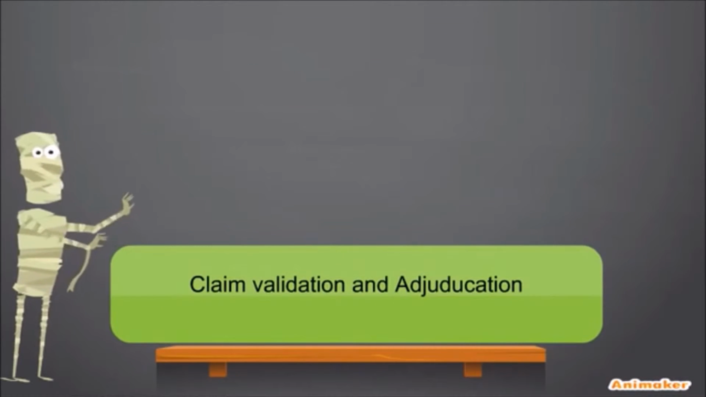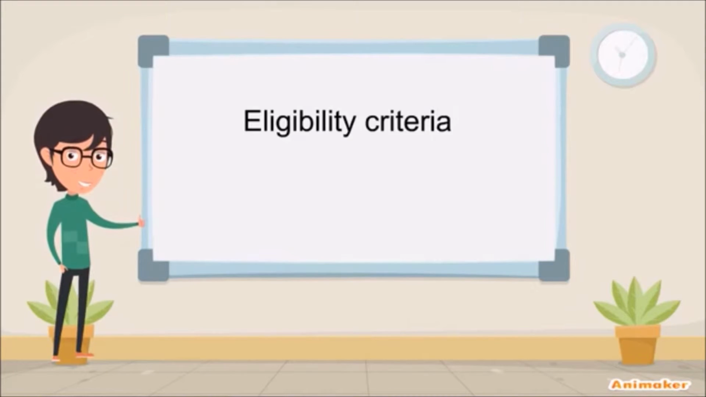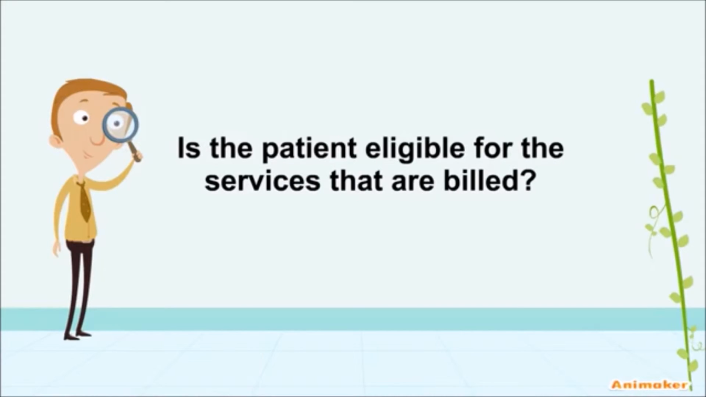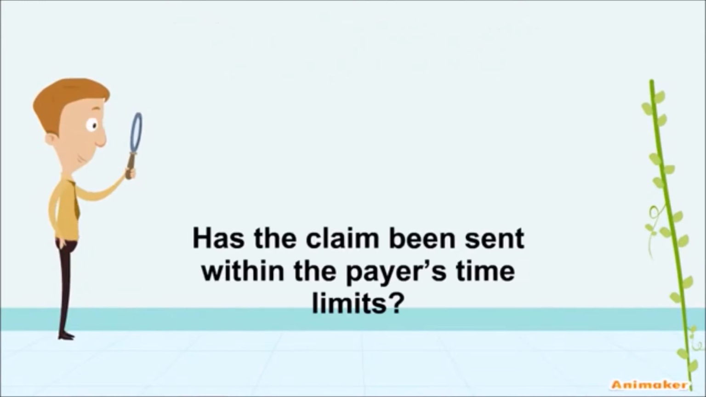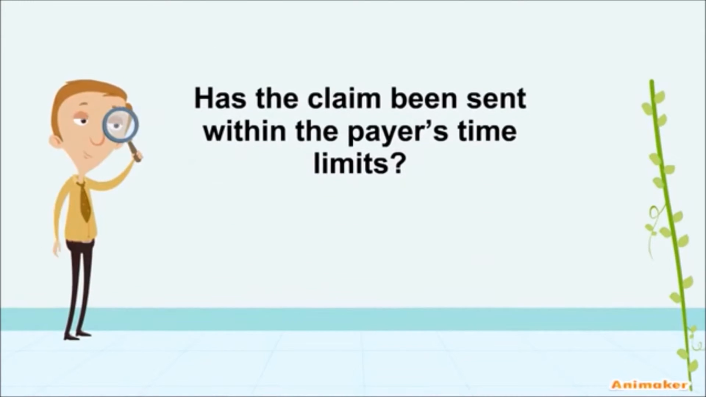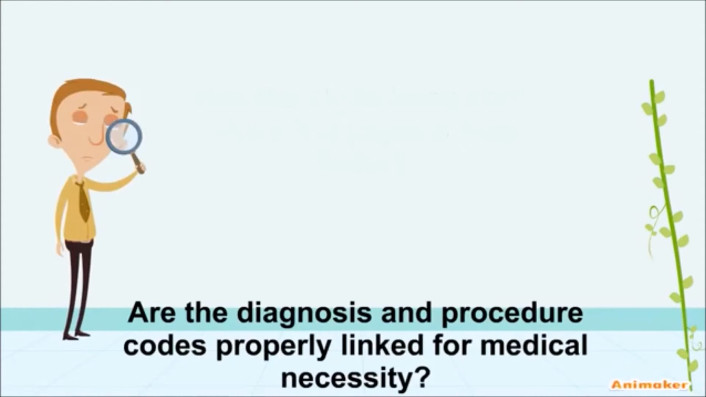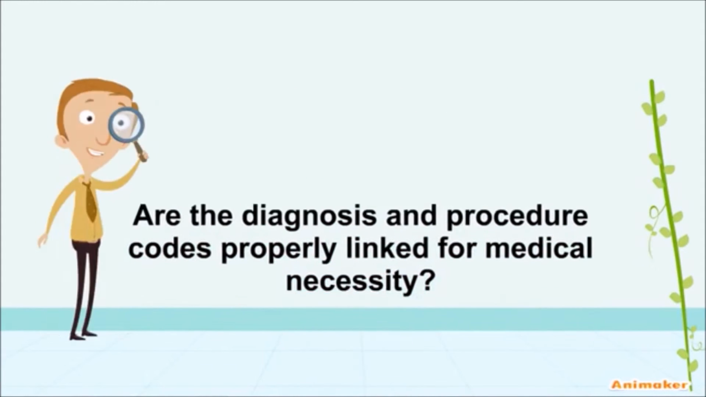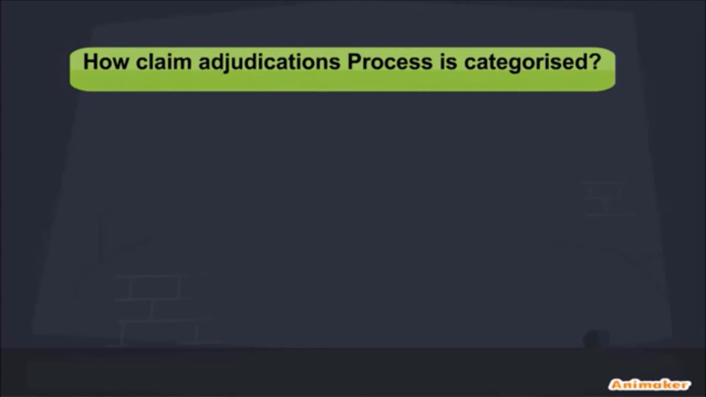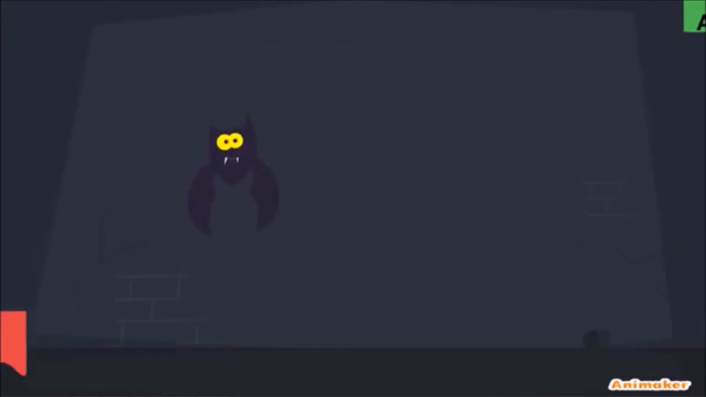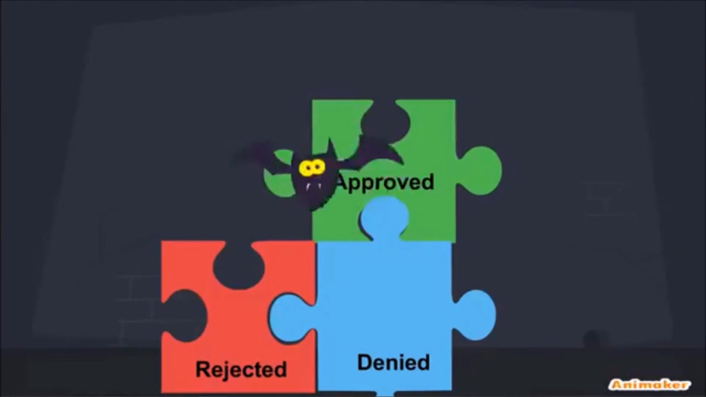Claims are then validated and adjudicated at the insurance provider end. Eligibility criteria used for claim validation are as follows. Number 1, is the patient eligible for the services that are billed? Number 2, has the claim been submitted on time? Number 3, are the diagnosis and procedural codes properly linked for medical necessity? Claim adjudication is categorized as approved, rejected, or denied.